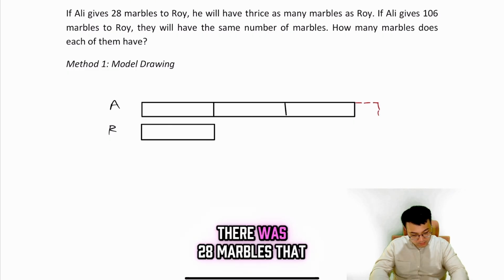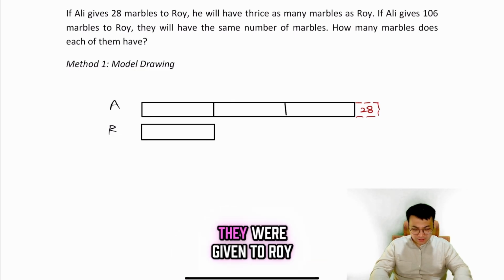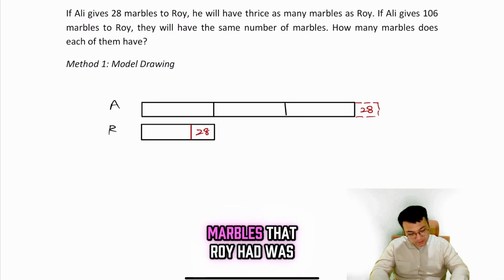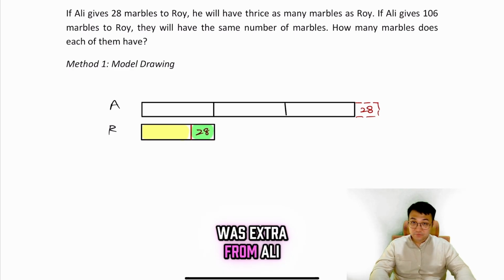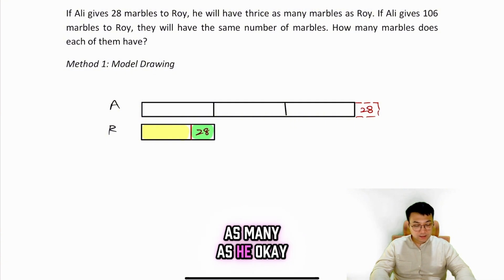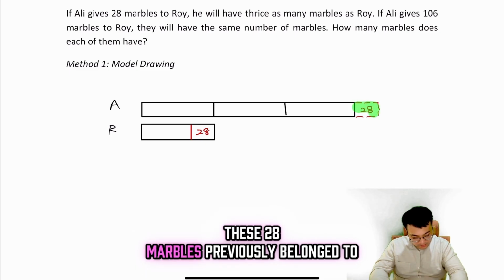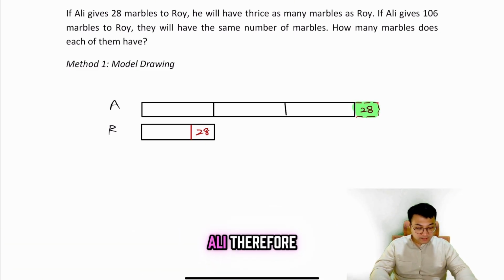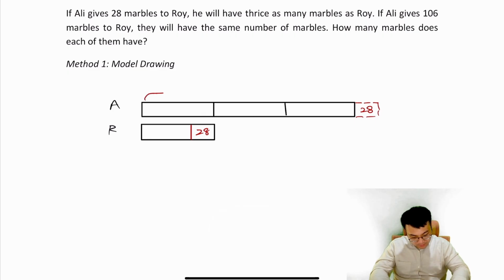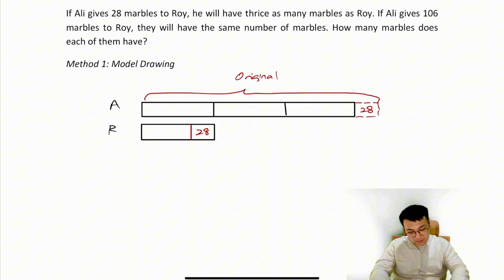there were 28 marbles that Ali had. But what happened to these 28 marbles? They were given to Roy. So the original amount of marbles that Roy had was over here. And the 28 was extra from Ali. Only after Ali gave him 28 marbles, Ali had 3 times as many as he. Okay? So these 28 marbles previously belonged to Ali. Therefore, we can say that this is the original amount of marbles Ali had.